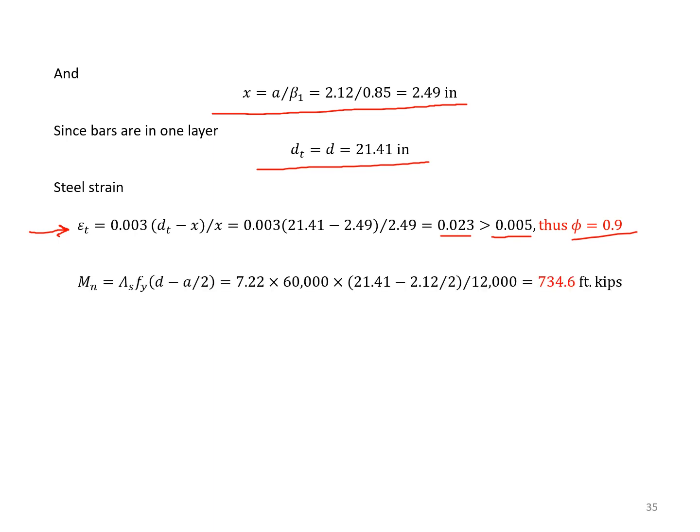Now let's compute the capacity, Mn, or resistance as sometimes we call it, 7.22. That's the area of the steel we are using. With all the numbers that we computed, making sure units are okay, we get 734.6. Reduce the resistance, or what we call factored resistance, when you multiply that by 0.9 is 661.2. Certainly that's larger than 650, so our design is okay.